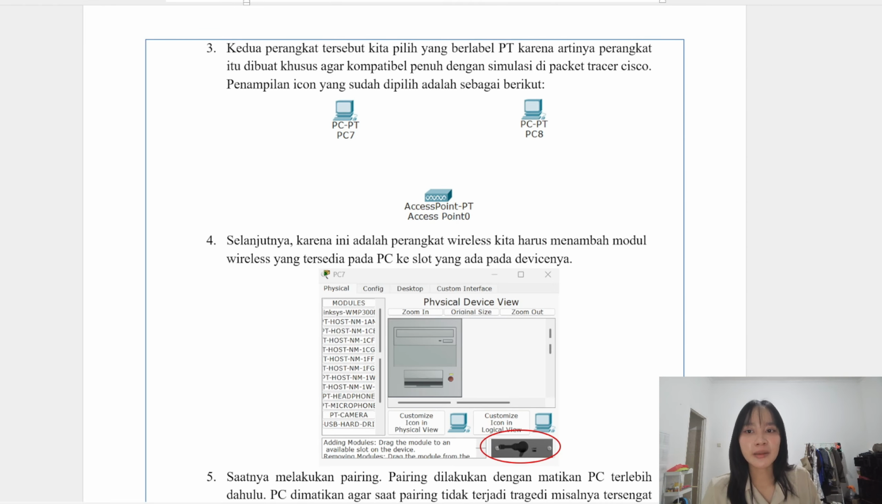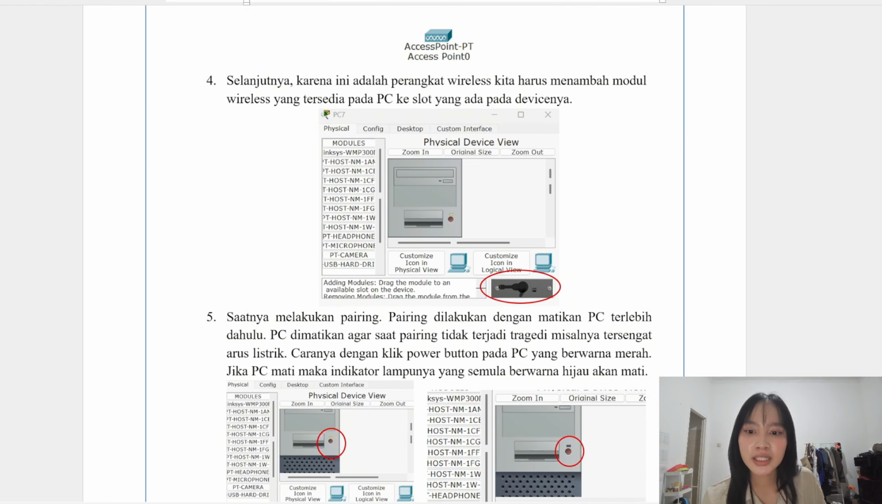And both devices are labeled PT because of the same reason I already told before. And next, since these are wireless devices, we must add the wireless module available on the PC to the slot on the device. As you can see on the screen, I've already named it red. Now it's time to pair the device.